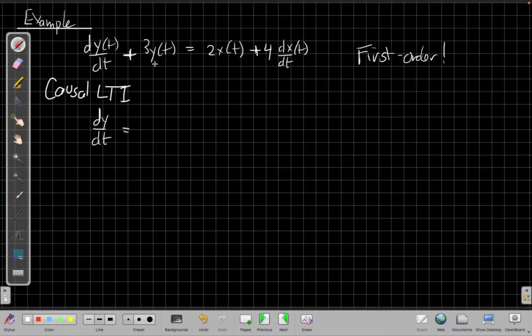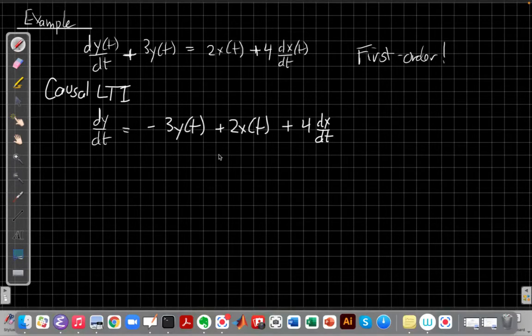When I do that, I move this over to the other side, and I get this equation here: dy/dt equals minus 3y(t) plus 2x(t) plus 4 dx/dt. The reason this sets me up is that if I integrate both sides of this equation, on the left-hand side I'll have the output y(t) in terms of things that are either the inputs themselves, the output itself, or integrals of them.